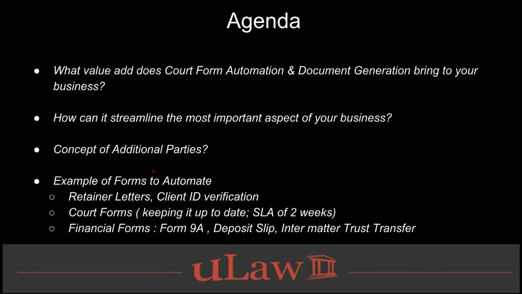And we'll also take examples of other documents along the way within a matter, as well as certain financial documents that are important both jurisdictionally as well as per the Law Society's guidelines, such as retainer letters, client ID verification, and how associating parties can also reflect not just in court forms, but also in these other documents that are client-facing that you may have to produce as part of your legal file process. Okay?